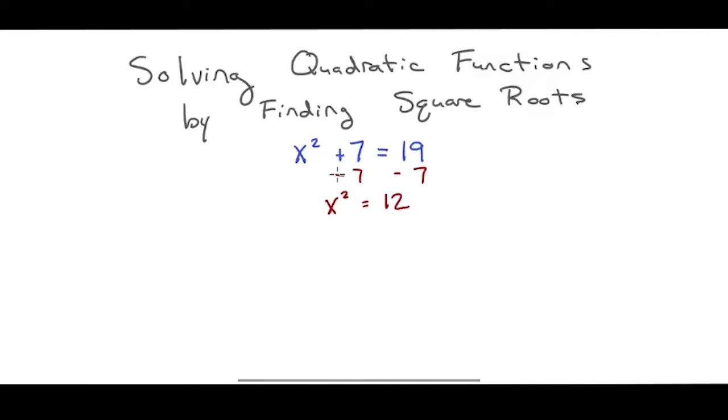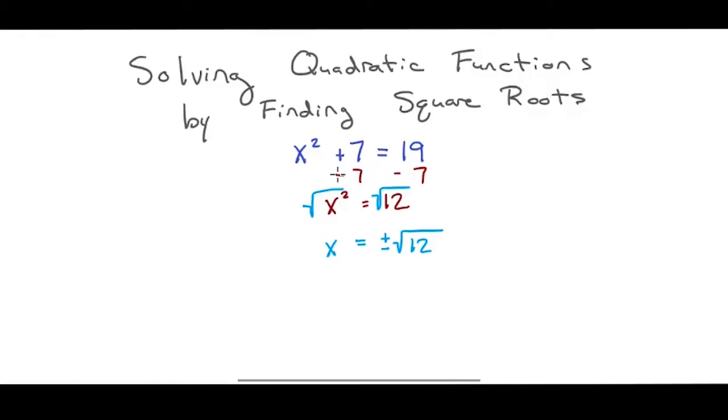All right. Now what I want to do is take the square root of both sides. When I take the square root of x squared, that's just x. But when I take the square root of 12, it's going to be positive and negative square root of 12. The reason for that is if I were to square a negative, I would also get a positive. So the answer is plus or minus the square root of 12.